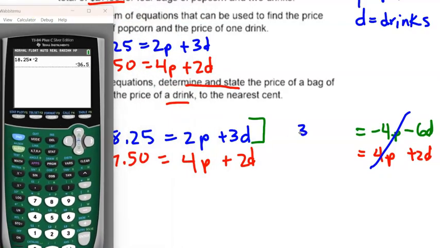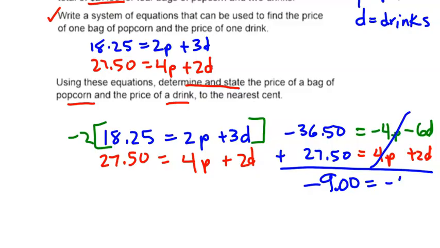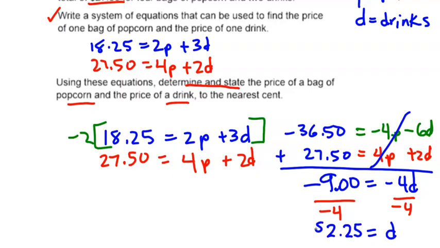So -36.50. And then I had 27.50 here. So now when I add these together, I'm going to get -$9 is equal to -4 drinks. Divide both sides by -4. And I'm going to get the drinks is equal to 2.25. Now that I know the drinks, I can use that value to find the popcorn.